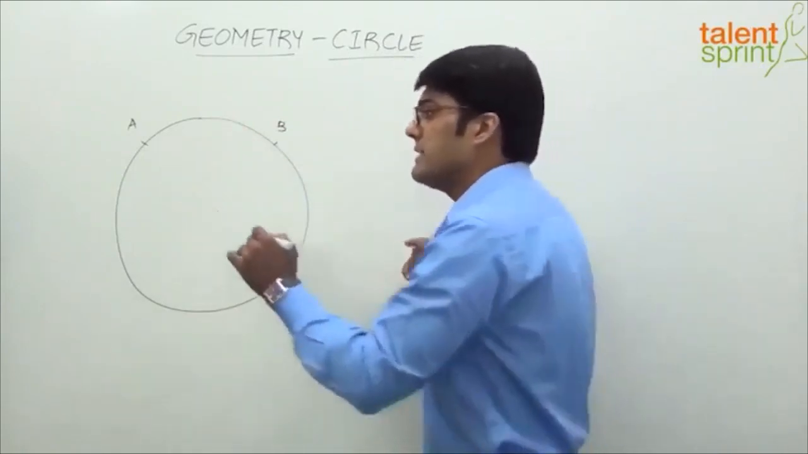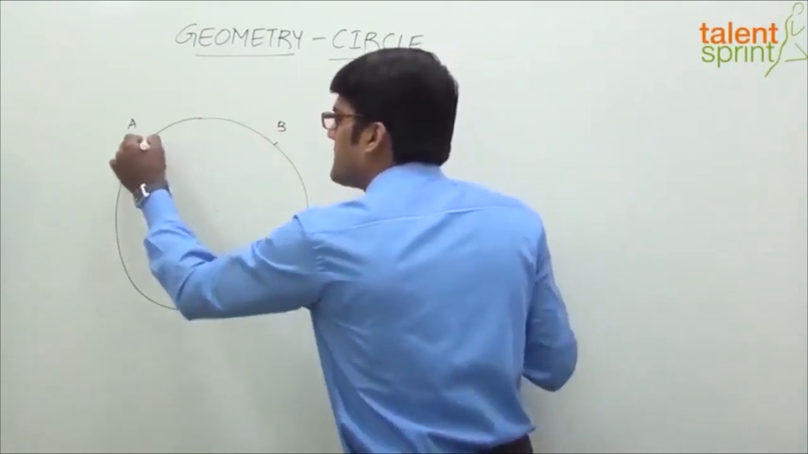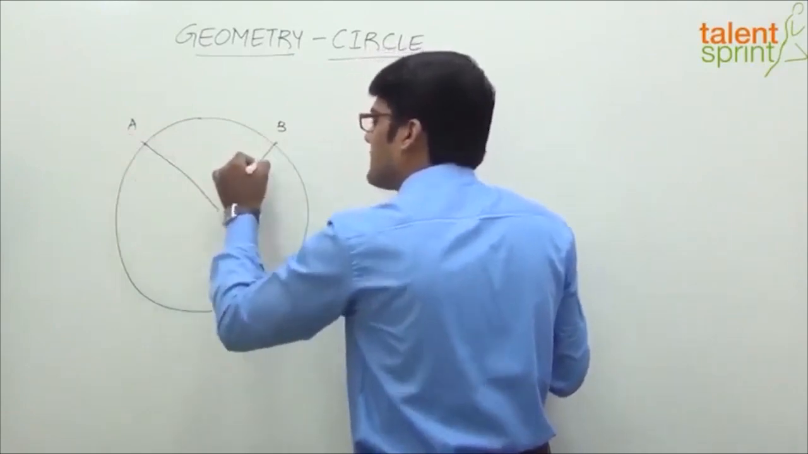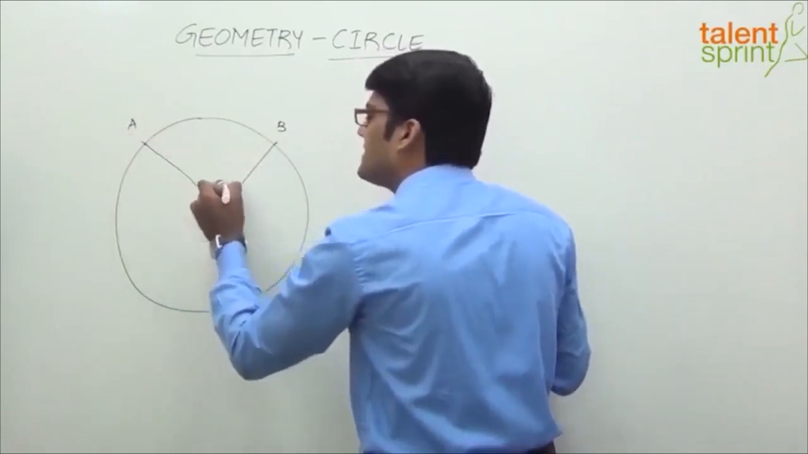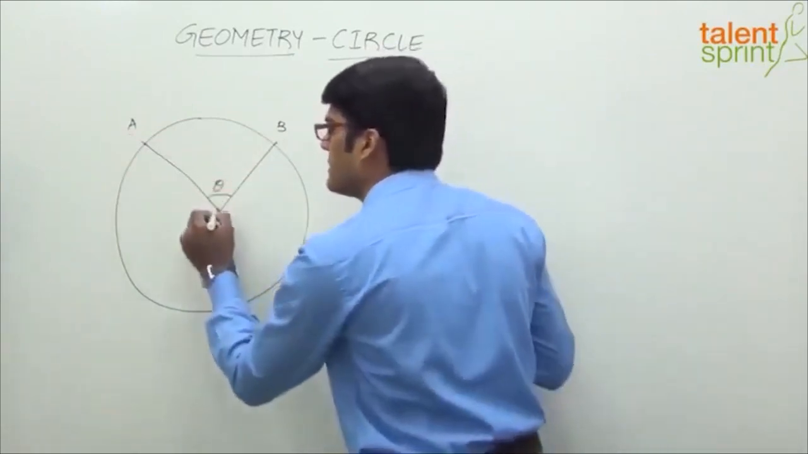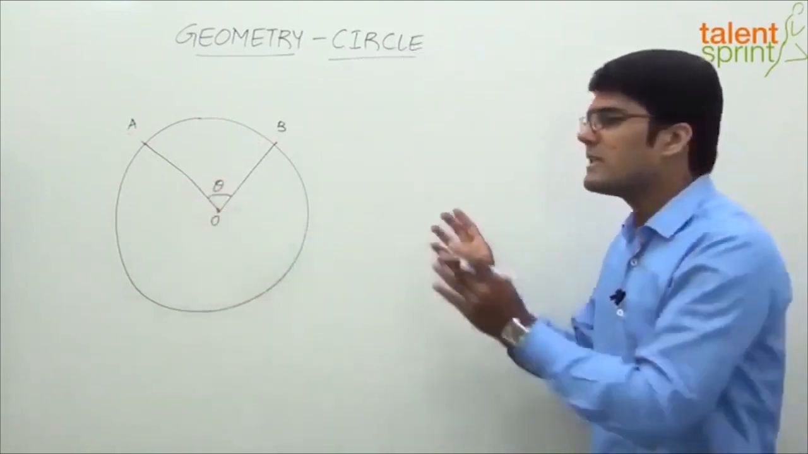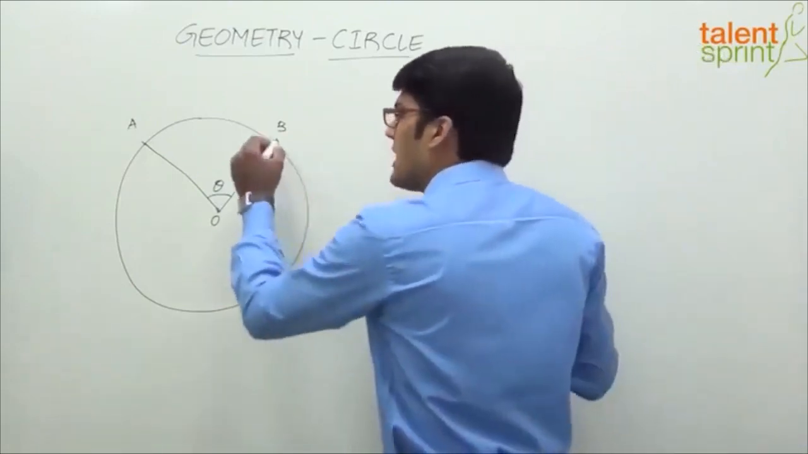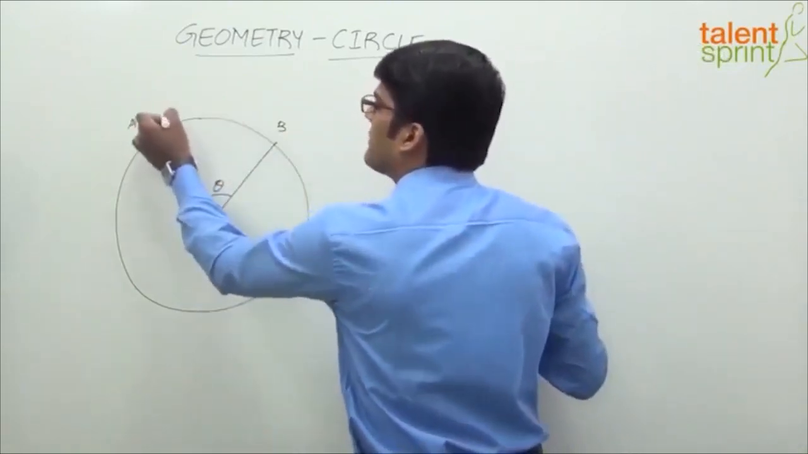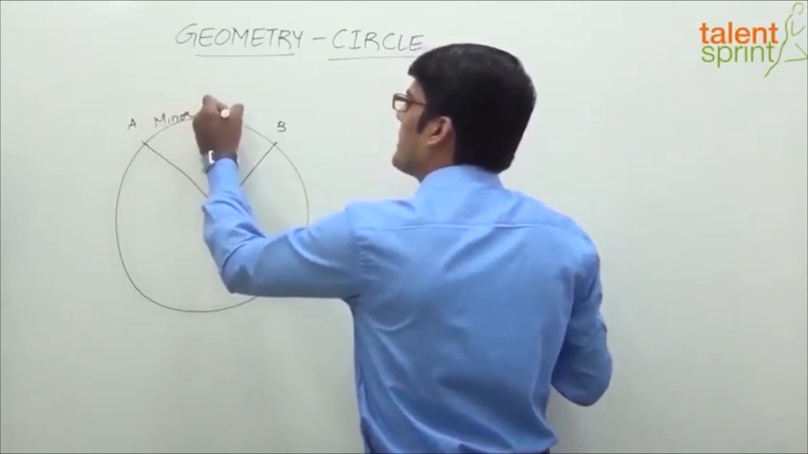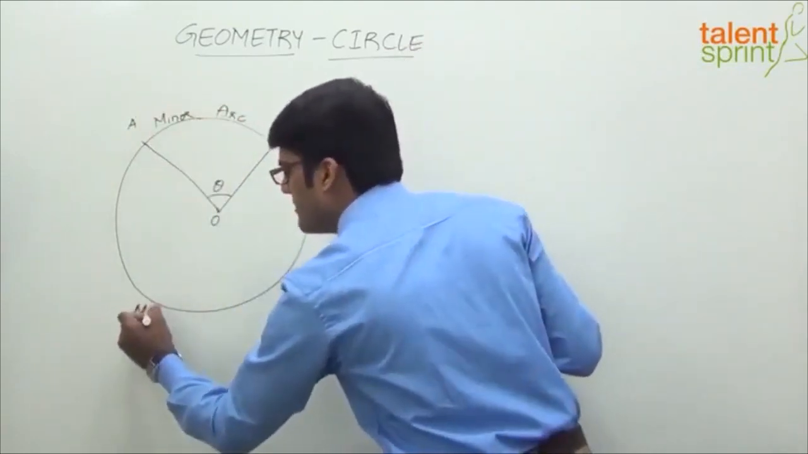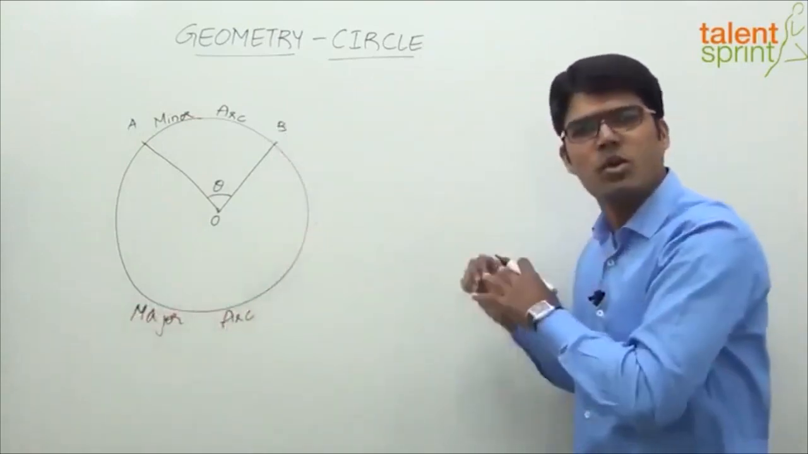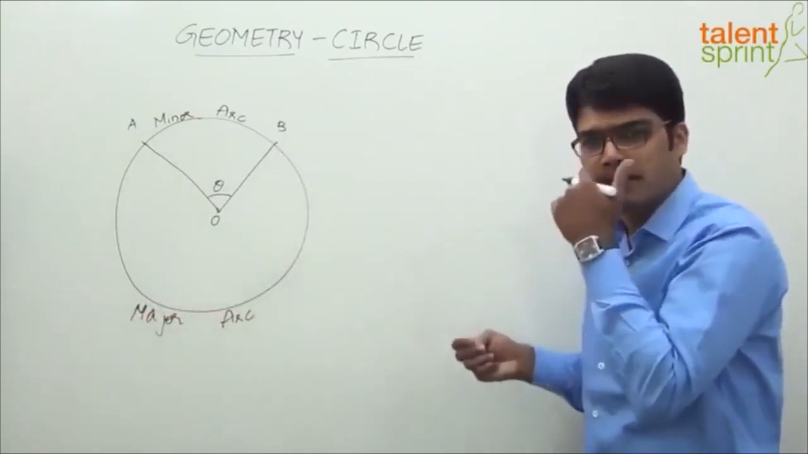The point to be noted here is, let's say the angle subtended by this arc AB at the center is theta. This angle is theta. O is the center of the circle. So the angle subtended by the arc AB at the center is theta. Now this is the minor arc, and this part here is the major arc. The other arc is called the major arc. So always it is divided into two arcs, minor and major.